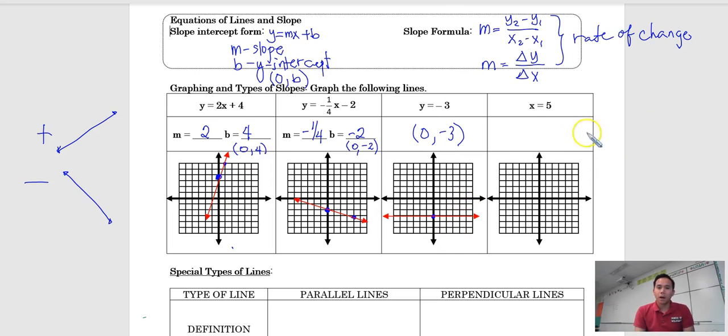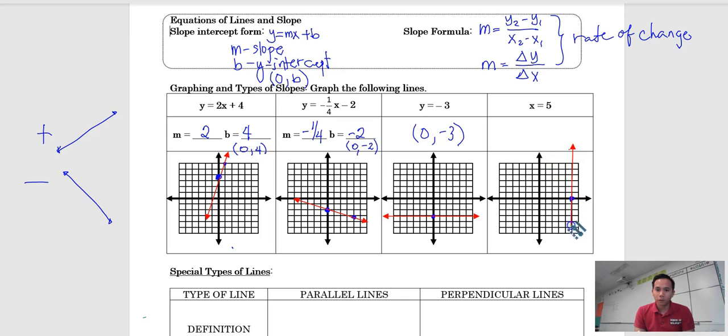Next we have x = 5, so the value of x is 5. There is no slope, the same as with y = -3. So x is 5. So 1, 2, 3, 4, 5. And then you just draw a vertical line.